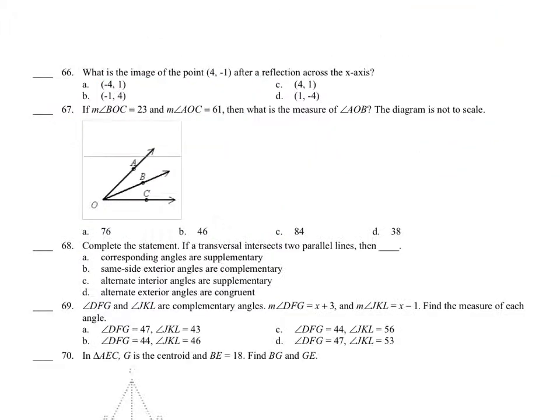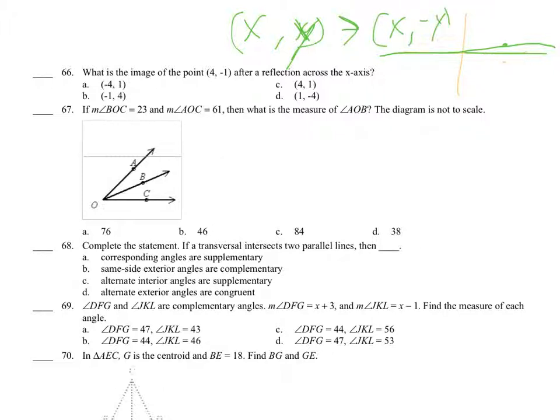Number 66, what is the image of the point 4, -1 after reflection across the x-axis? Well, you remember, 4, -1 across the x-axis would mean it would go across the x-axis and it would be up here somewhere. So we're keeping the x-coordinate, and we're changing the sign of the y-coordinate. So we would end up with 4, +1, C.